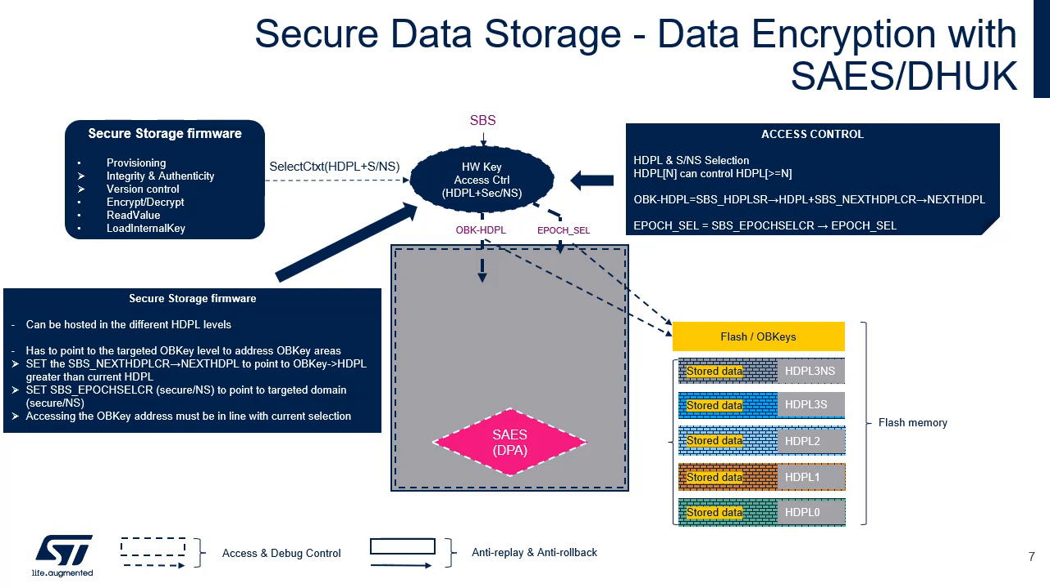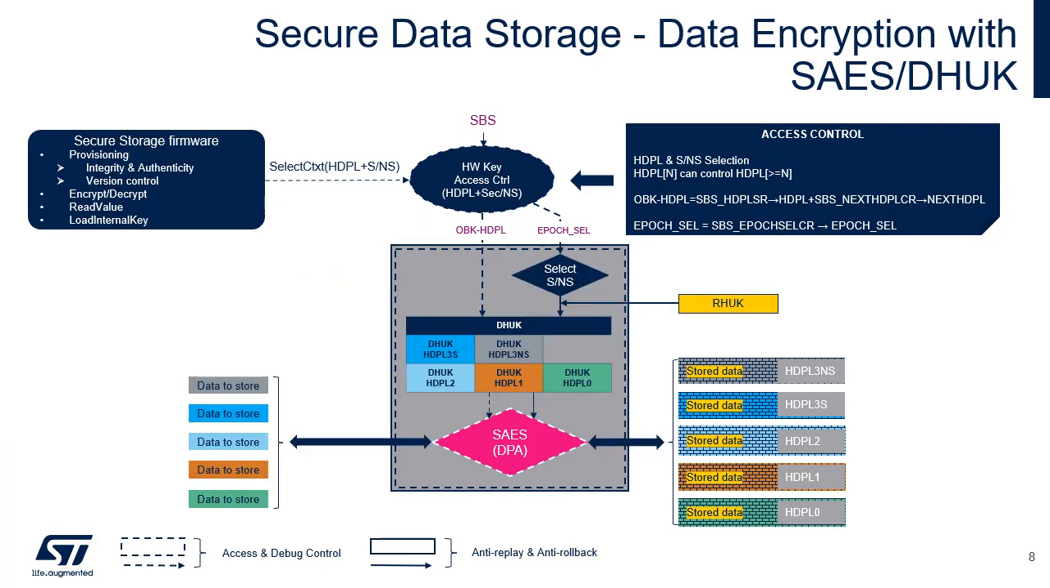to select different DHUK. This figure represents the data protection performed by the flash security mechanisms based on SAES and DHUK. To distinguish two types of protection mechanisms, the following convention is used. Dotted lines identify mechanisms related to access and debug control. Solid lines identify mechanisms related to anti-replay and anti-rollback.